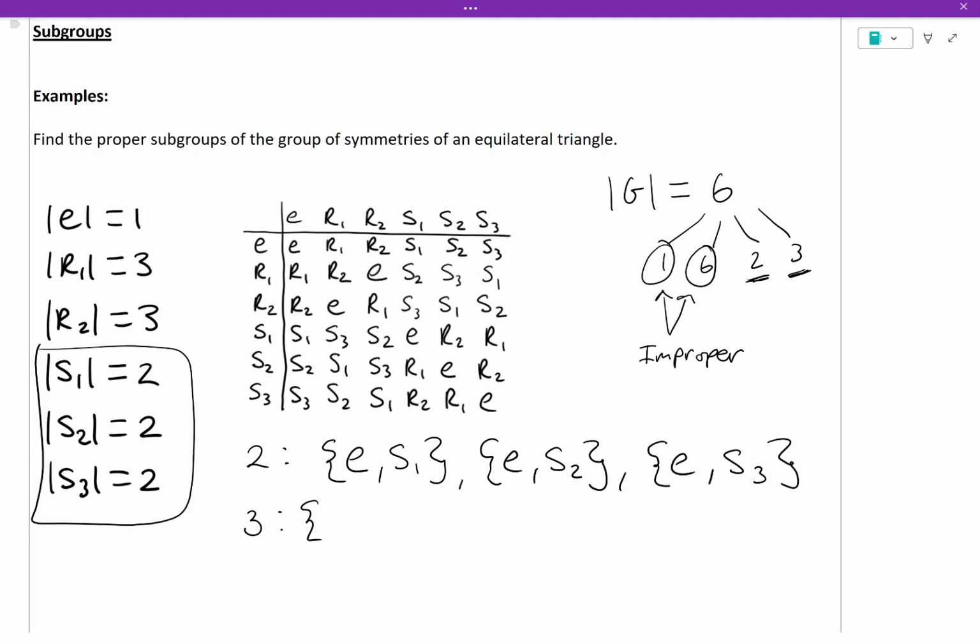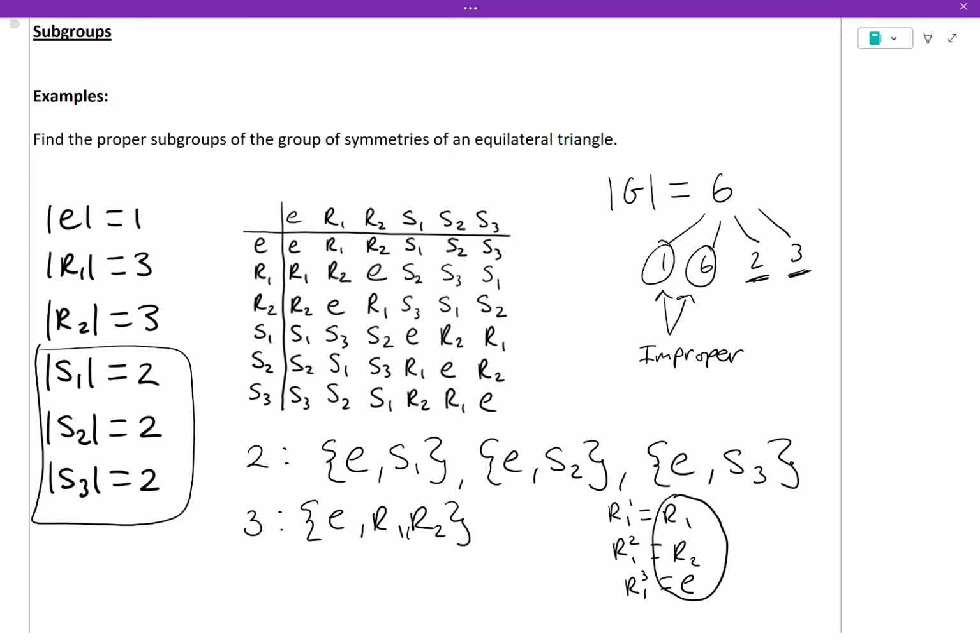So let's take one of our elements of order 3. So let's take R1, and let's write out its powers. R1 to the power of 1 is R1. R1 to the power of 2 is going to be R2. And then it has an order of 3, so R1 to the power of 3 is going to be our identity. And then we have our subgroup here. It's E, R1, and R2.